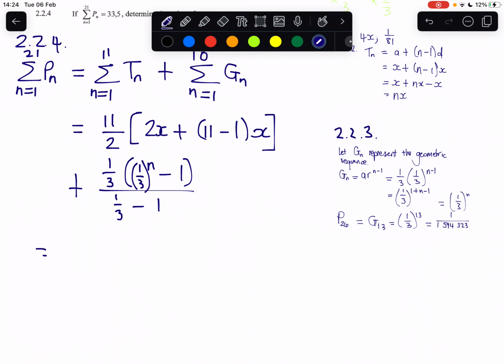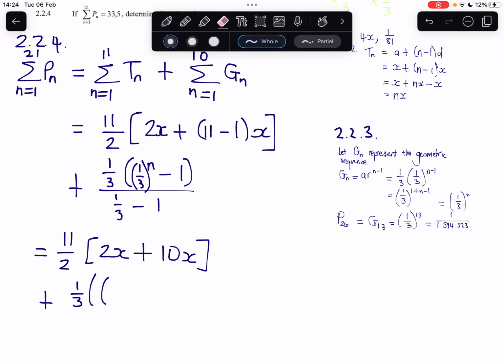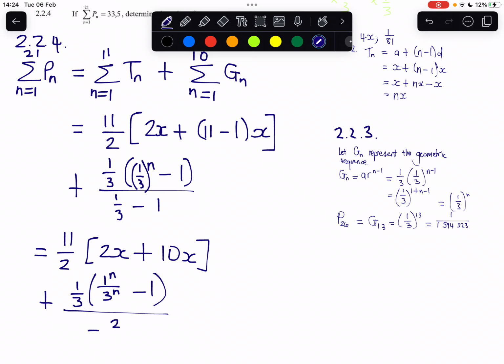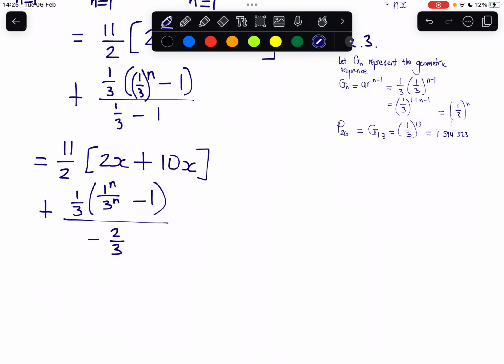So then we have 11 over 2. Here we have 2x plus 10x. And then down here we have a third. Let's just keep this in here. So this could actually just be 1 to the n divided by 3 to the n, just because I'm lazy to write the brackets. Down here, this would become negative 2/3. Okay. And then we have 11 over 2 times 12x.